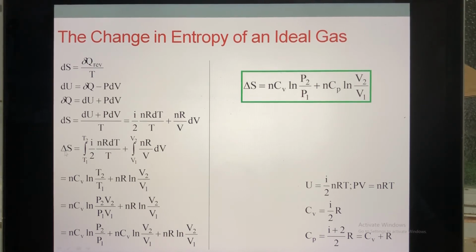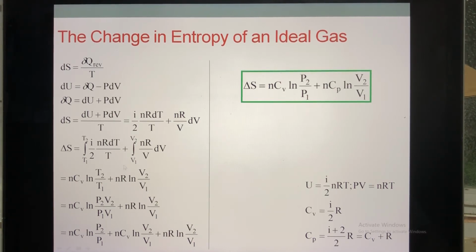So here you have delta S, the change in entropy. Sorry, I always say the change of entropy, but actually it is the change in entropy. When you do the integration on this side of the equation, you have dT over T and dV over V. The result is the natural log of T and the natural log of V.